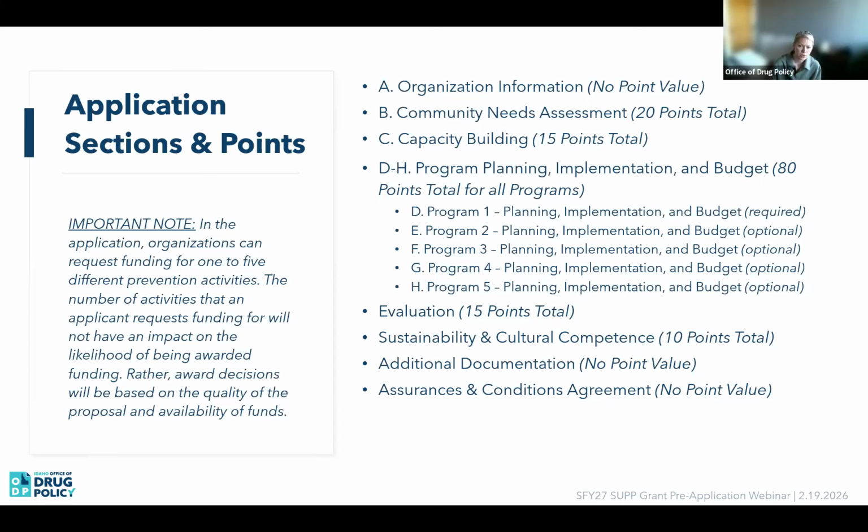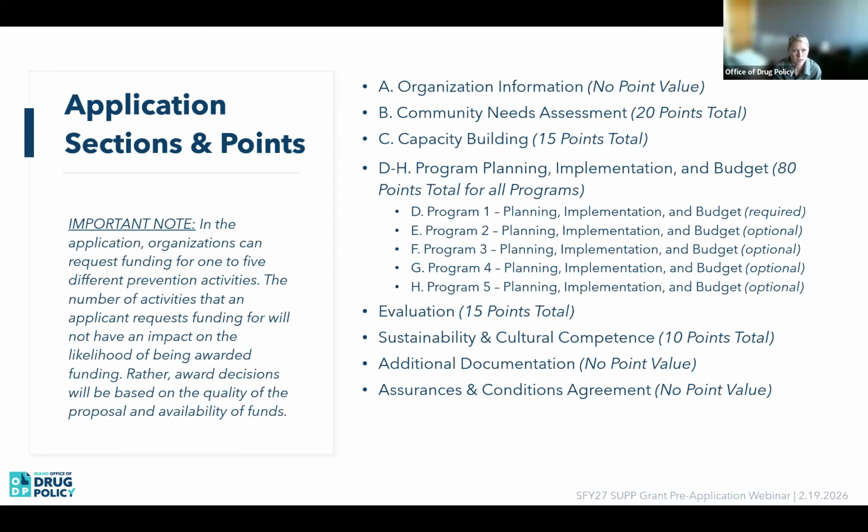This has a 20-point value, and the questions within the community needs assessment and the points per question are really broken out in the application guide. So we can go through that in a little bit, and that will provide more context on that. And then section C, capacity building. D through H is the program planning, implementation, and budget section for up to 5 programs. And then you go into evaluation, and then sustainability and cultural competence. And then we have a section for additional documentation. And then lastly, there's assurances and conditions agreement, and then you will sign and submit the application.